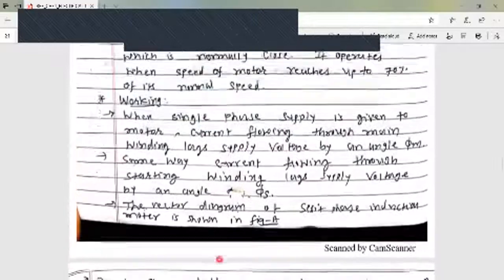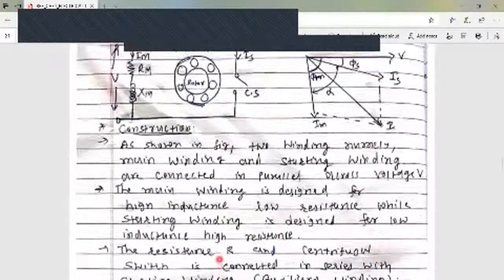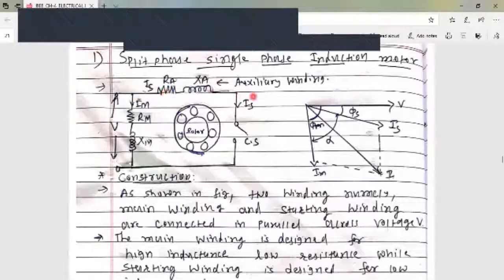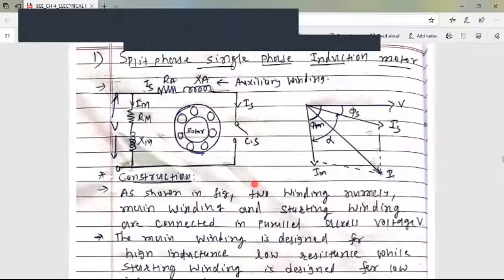See here, again I repeat the working from that figure. When we give supply voltage, the current through the main winding lags voltage V by phi m. The current through the starting winding lags voltage V by phi s. The resultant current produces torque on the rotor, and when the speed of the rotor reaches 70%, this switch opens. So it disconnects the starting winding from the circuit, and the rotor will continuously rotate.